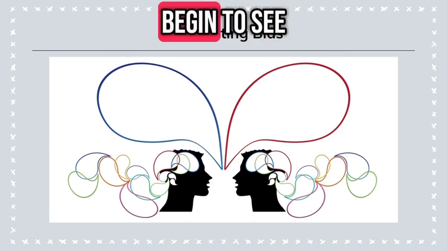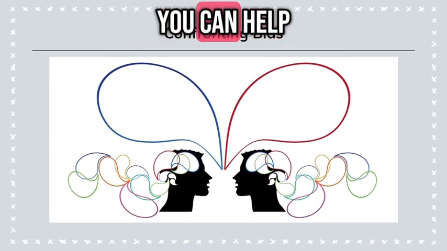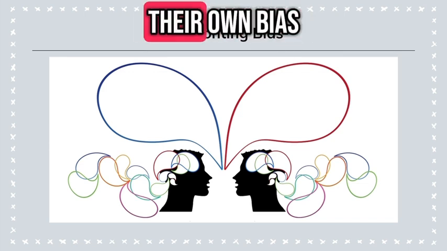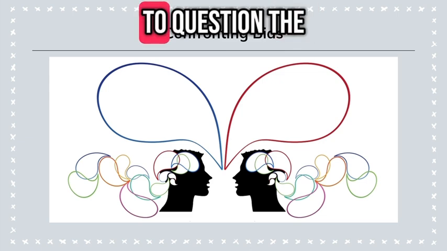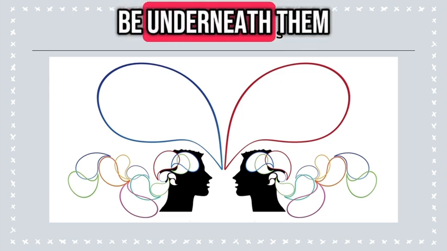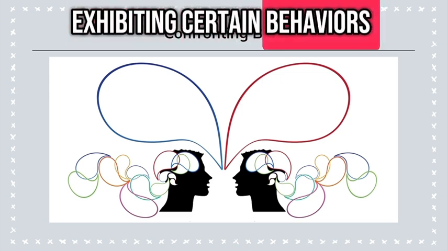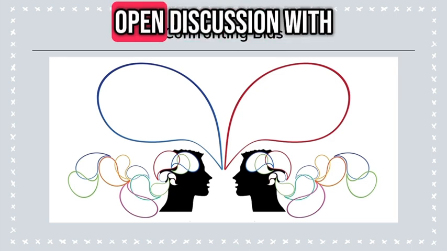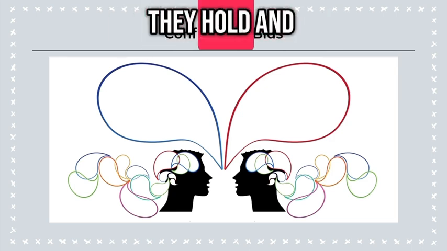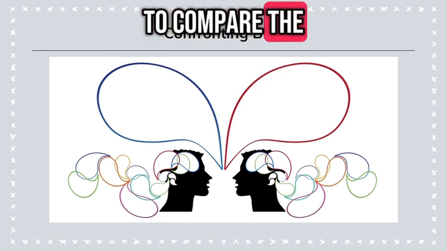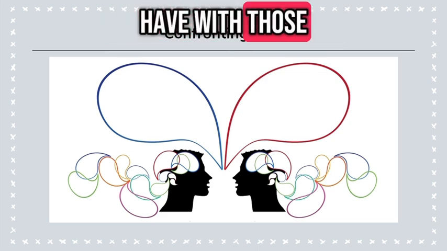Externally, you may begin to see the bias in others. You can help others begin to become more aware of their own bias through asking them to reflect on their actions and to question the reasons that might be underneath them exhibiting certain behaviors. It is important to engage in open discussion with your colleagues and with students around the perceptions that they hold and to ask them to compare the perceptions that they have with those of others.